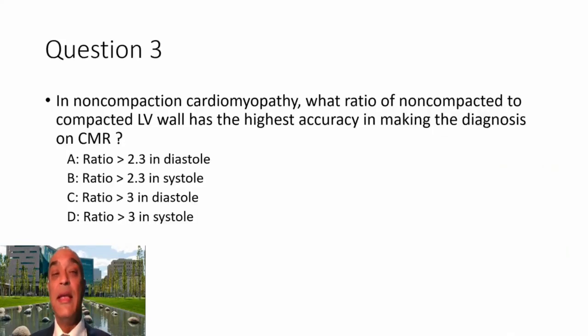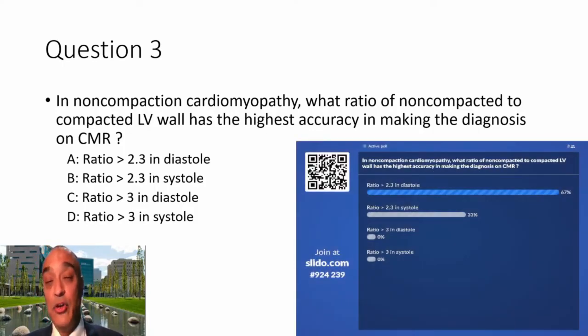Question 3, in non-compaction cardiomyopathy, what ratio of non-compacted to compacted LV wall has the highest accuracy in making the diagnosis on CMR? Is it a ratio of more than 2.3 in diastole, a ratio of more than 2.3 in systole, a ratio of more than 3 in diastole, or a ratio greater than 3 in systole? The answer is?